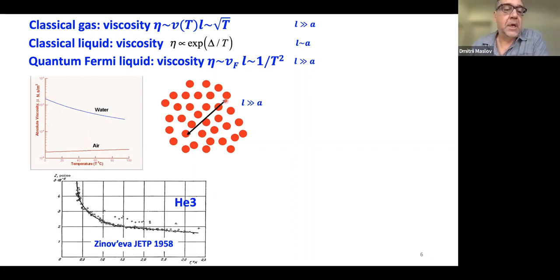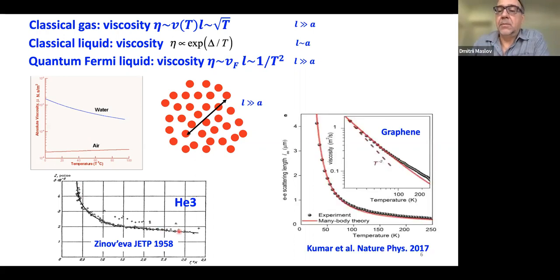This is the viscosity of helium-3 measured back in the 1950s, which follows the 1/T squared law. And these are more recent measurements of another Fermi liquid, in graphene. This is from Andre Geim's group, where it also follows the 1/T squared law.